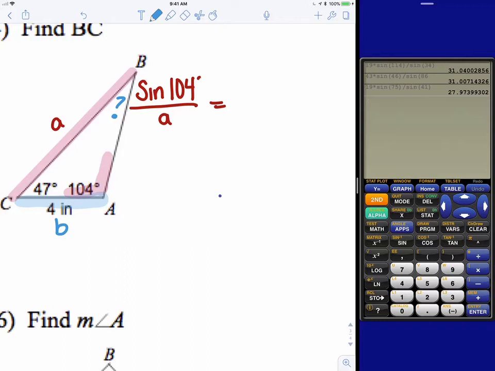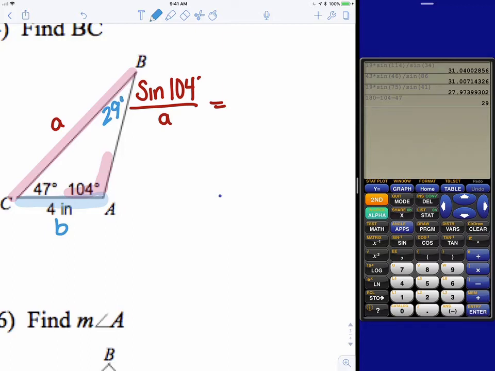That would be too many variables in the problem, but I can go ahead and do a little side problem to find the measure of angle B. So I know that angles add up to 180 degrees. I'm already using 104 for angle A, and I'm using 47 for angle C. That leaves me with 29 degrees for angle B. So I can make this 29 degrees right here.